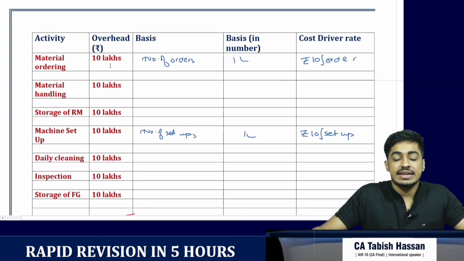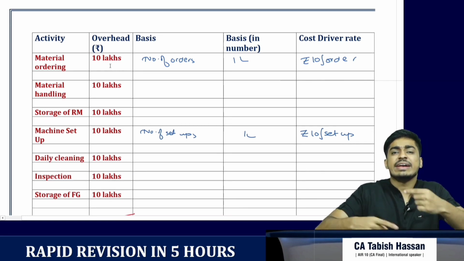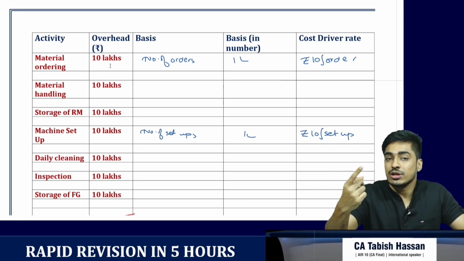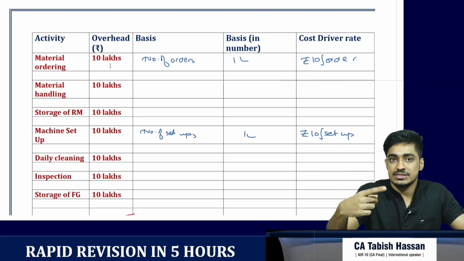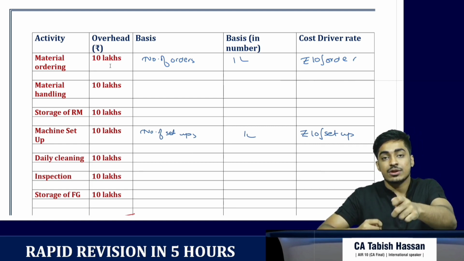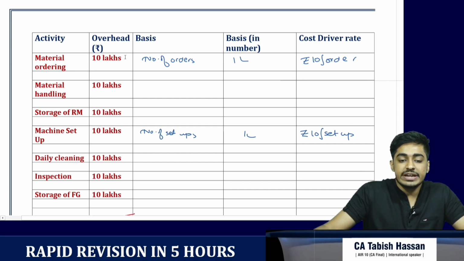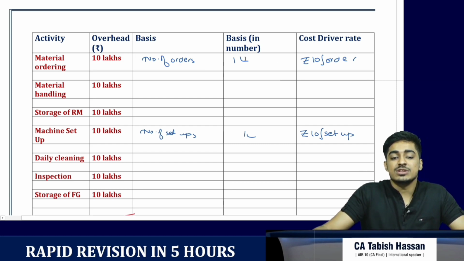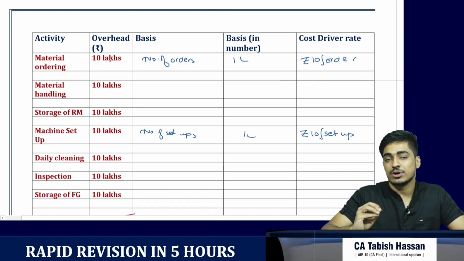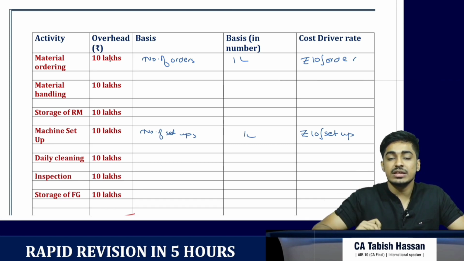So I have here the material ordering cost. So the overhead is 10 lakh rupees. On what factor does the cost change? Material ordering cost is based on the orders placed. I have placed one order, I am paying 10 rupees. I have placed another order, again 10 rupees. So it is based on the number of orders. Say in a period we have placed 1 lakh orders. So we get 10 lakh as the overhead activity wise divided by the basis, that is number of orders, 1 lakh orders. So we get the recovery rate, that is 10 per order.